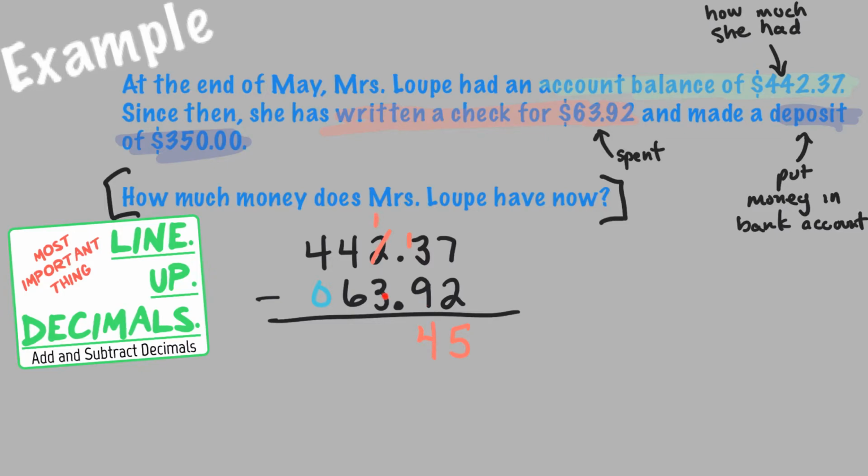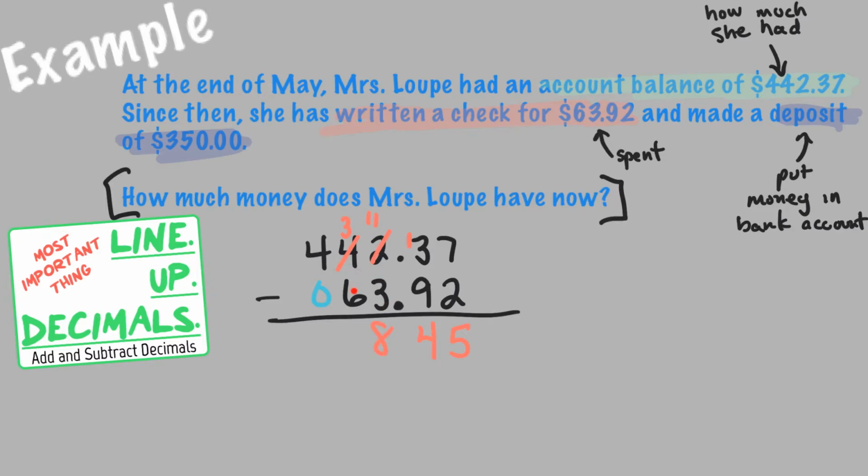Next I have 1 take away 3. And again, I cannot do that. If I have 1 of something, I cannot take away 3. So I need to look here and borrow. So we'll cross that off, making it a 3. Bring the 1 over here, making that an 11. So 11 take away 3 is 8.